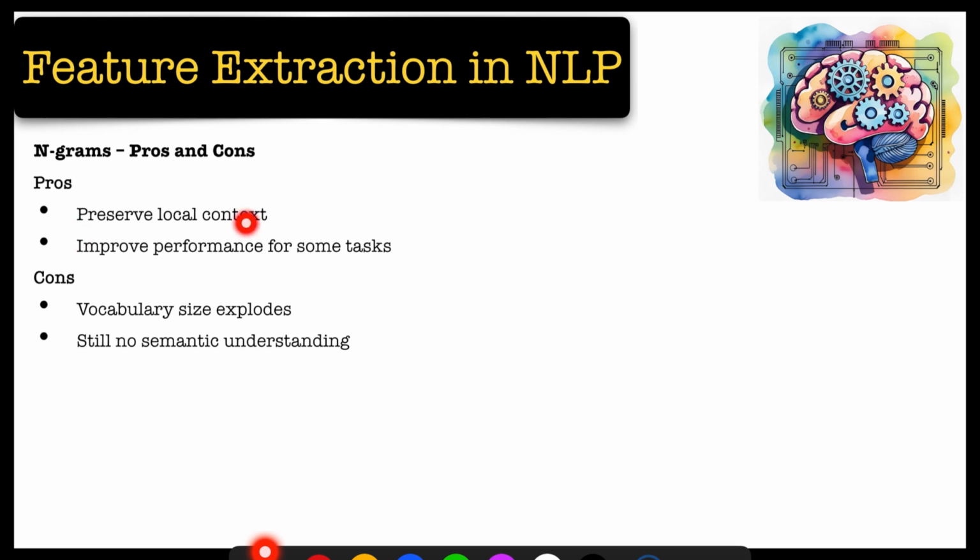It preserves the local context and improves performance for some tasks, but the thing is the vocabulary size explodes. Earlier also the vocabulary size was huge, but again we added bigrams, trigrams, n-grams, let's say. So vocabulary size will explode. But still there is no semantic meaning. We're just taking words next to each other, right? We are not capturing any semantic meaning.